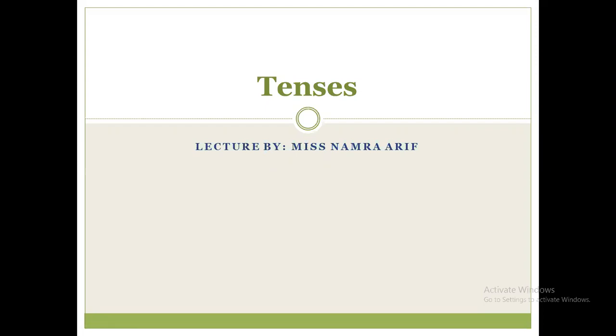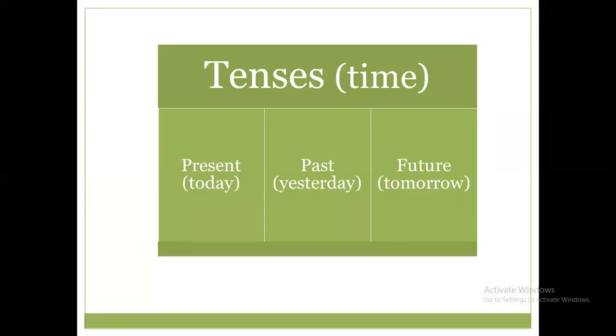So let's move towards our next slide, which is about tense. Tense is basically the time itself. And as we all are aware, the time is having just three types. Those are present, which is about today. The second one is past, which is about yesterday, and the third and last type of time is future, which is about tomorrow that will come.